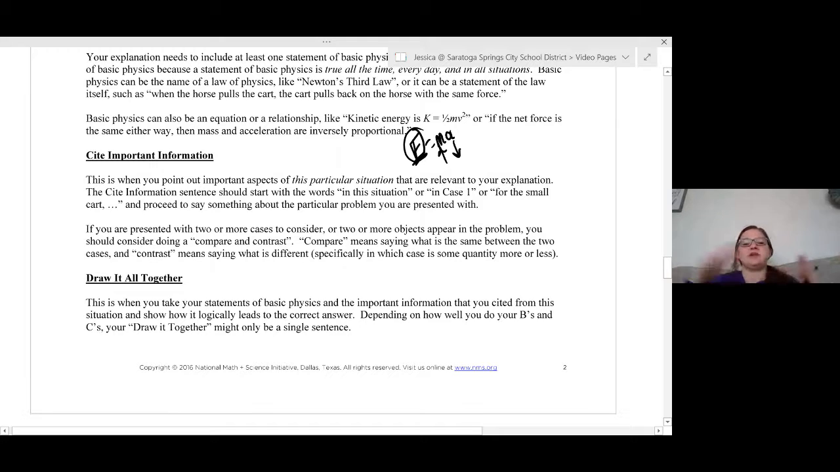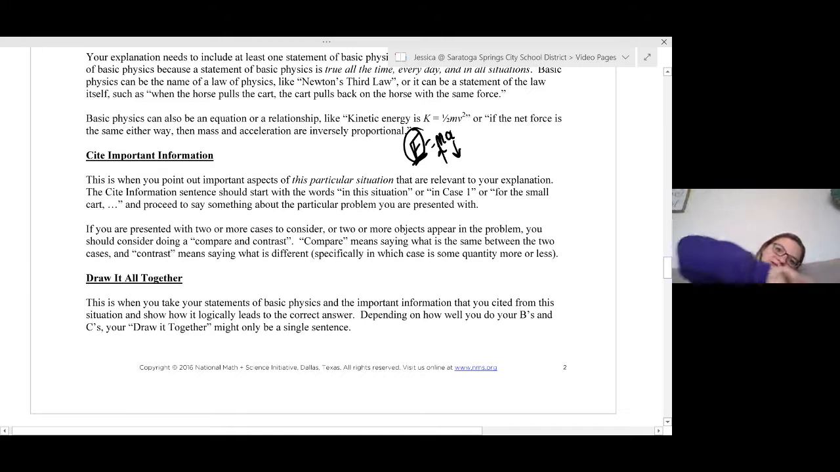So I'm thinking of like a mass going down a hill. They have different slopes, so the acceleration is going to be different, which means the time is going to be different. But conservation of energy says that the velocity is going to be the same, so they reach the same speed, but at different times. Something like that, okay? So specifically, in which case is some quantity more or less? So what's the same, what's different if you have 2 different cases, okay?